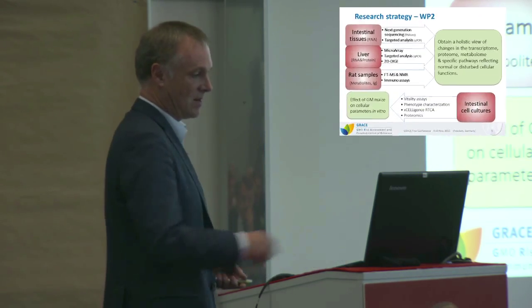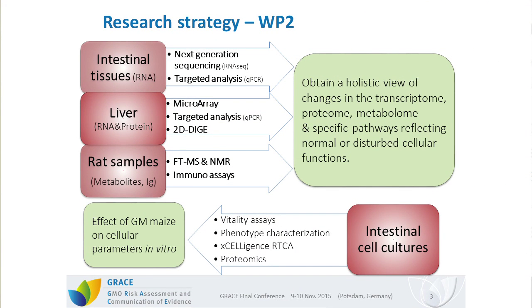In the second approach, we used known commercial intestinal cell cultures from rats or a newly established porcine cell culture, and looked for vitality of these cells using several different assays, a phenotypic characterization, and another online system which is called Intelligence, which is looking for single cell reaction online. And finally, we used proteomics approaches as well here to find out potentially the effects of GM-maize on cellular processes measured in in vitro systems.